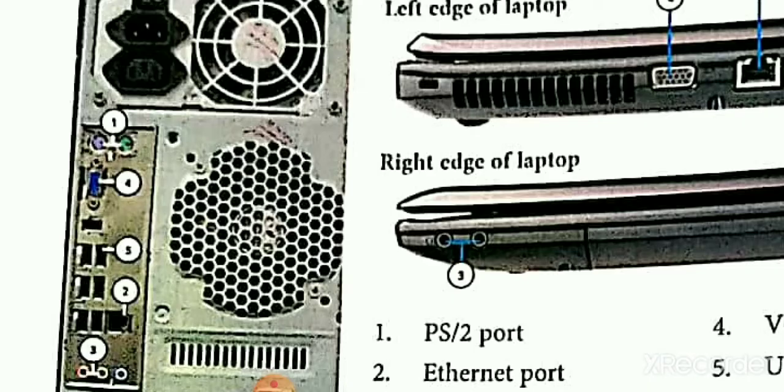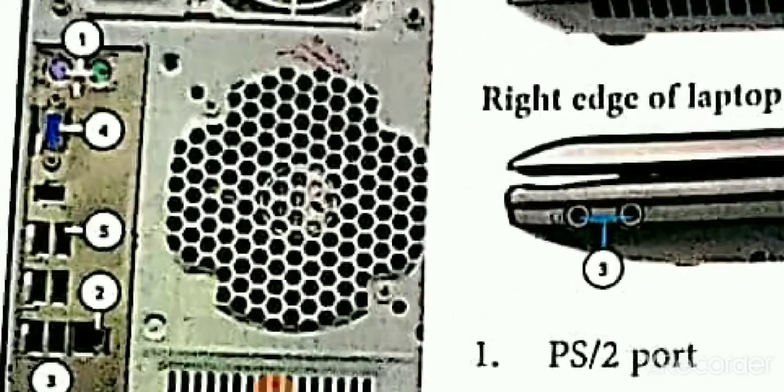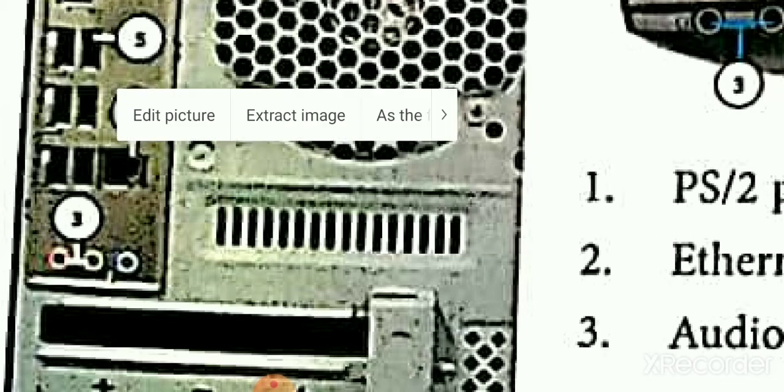Second one was Ethernet port. Ethernet port is used to connect the network cable. Then third one port, audio jack socket, is used to connect various audio devices including speakers, microphone and headset.